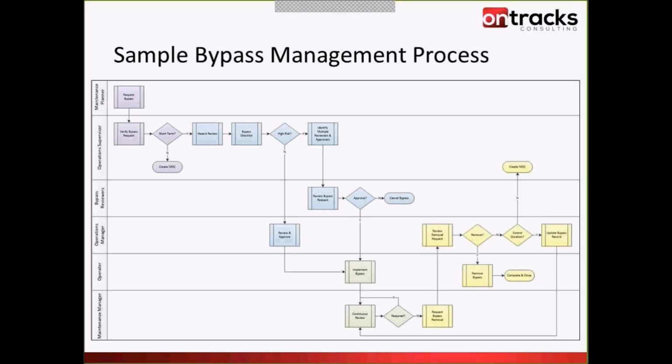The next phase, which is represented by the green boxes here, is the actual implementation phase. So this is where the bypass is implemented. The standard operating procedures are temporarily rerouted while that work is completed, and then we'll be continuously monitoring that bypass to ensure that it is still required. And finally, the last phase where you see the yellow boxes, this is where that bypass will be removed and the process is then formally completed and closed out.